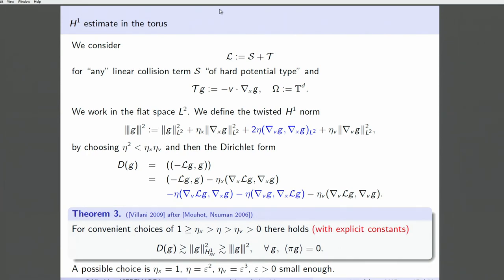So the claim, the result, is that you can choose the coefficient here, positive coefficients eta x, eta v, small enough so that you have a lower bound on the Dirichlet form. And a possible choice is this one. So what you have to understand is why is it true? And so I just want to make one computation.